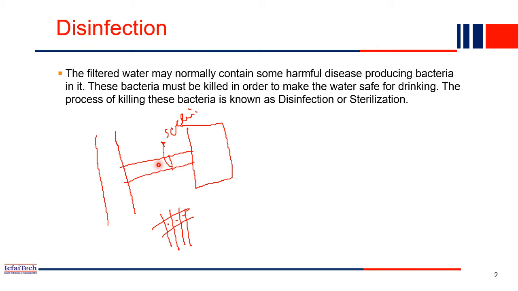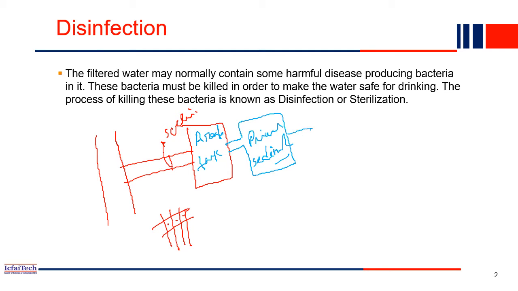Once the floating objects are removed from the water, water will come to the first chamber, which we call the aeration tank. We have discussed all these topics in detail. Once water is in the aeration tank, we remove the dissolved gases present in the water, and oxygen is added into the water. Then water will go to the primary sedimentation tank. So this is the primary sedimentation tank.